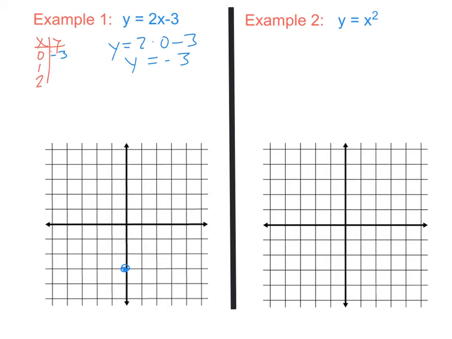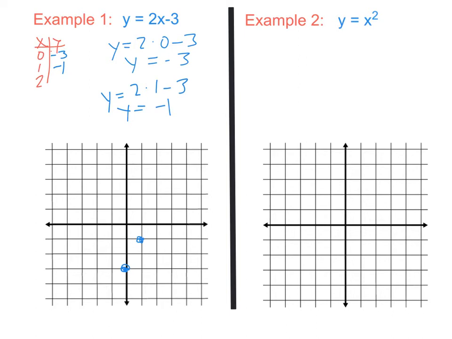Now I'm going to plug in 1 for x. So I get y equals 2 times 1 minus 3. Just run the math again. 2 times 1 is 2. 2 minus 3 is negative 1. So 1, negative 1 is my next dot. Again, I go over 1, down 1, and there's my second point.